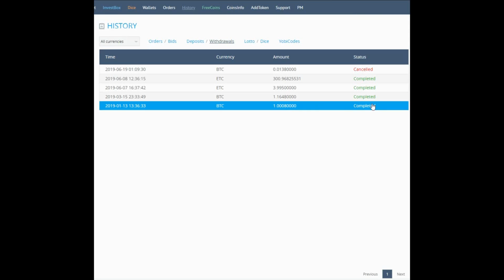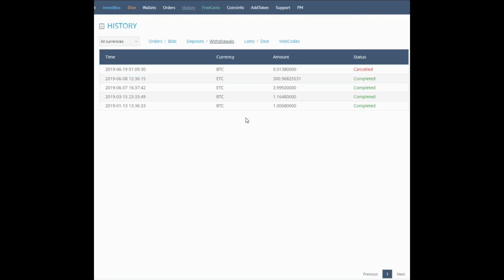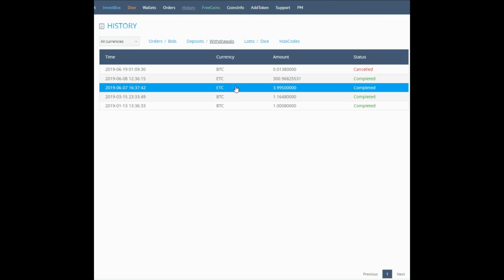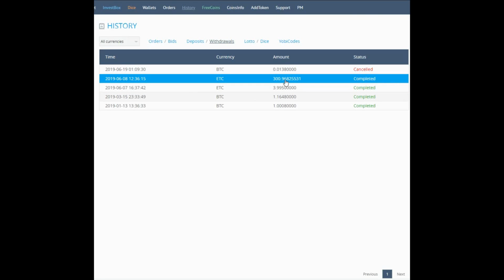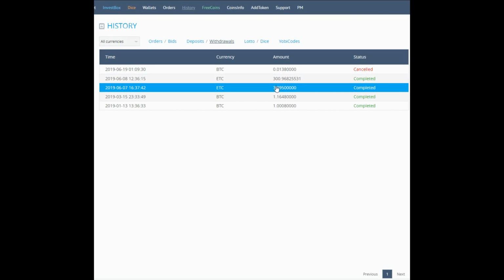1 Bitcoin, as you can see, completed. Then I got them back into the crypto exchange and reinvested them. Then the investment got closed because the fund didn't have any more coin to pay, so I closed the investment and withdrew them again. Then you can see the withdrawal of my Ethereum Classic coins, 304 coins, which I have done.